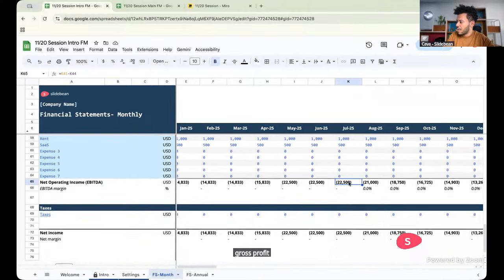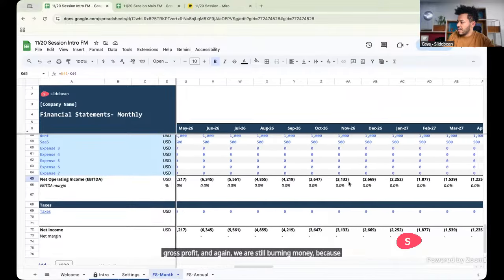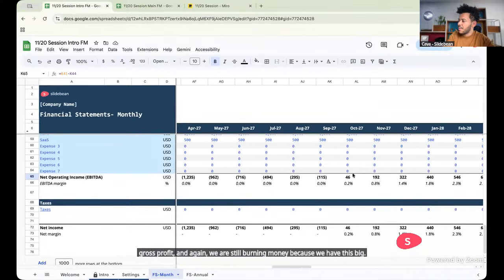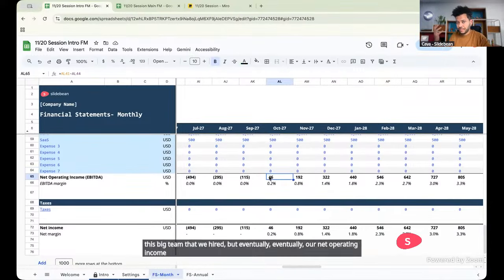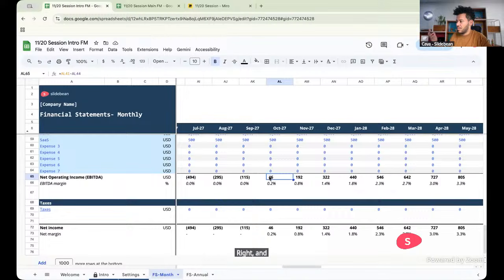And again, we are still burning money because we have this big team that we hired, but eventually our net operating income becomes positive, right? And we've turned a profit, right? Now we're making money with this company.